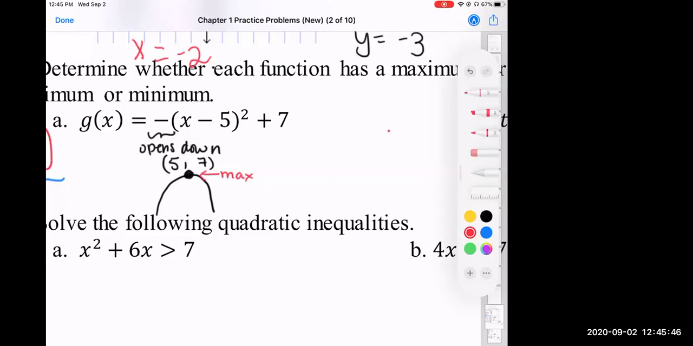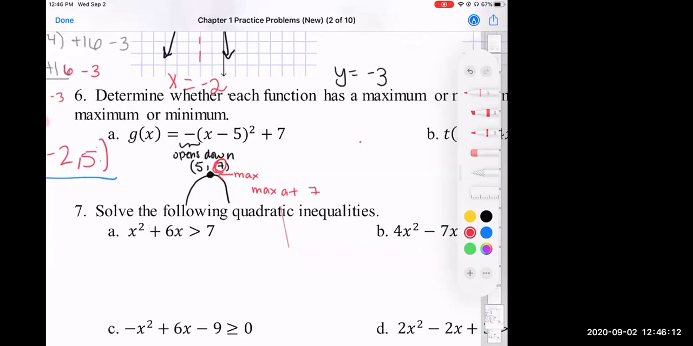So I would say my answer would be that we have a max at 7 because it's the k. And for the maximum, we want the output, the answer for it. So that would be the 7. And that's it. You find your vertex and it's your k. Now, let's get to those inequality questions because I know that's where a lot of you are like, that's probably the hardest part of the chapter, so I know that's where most of the questions are.